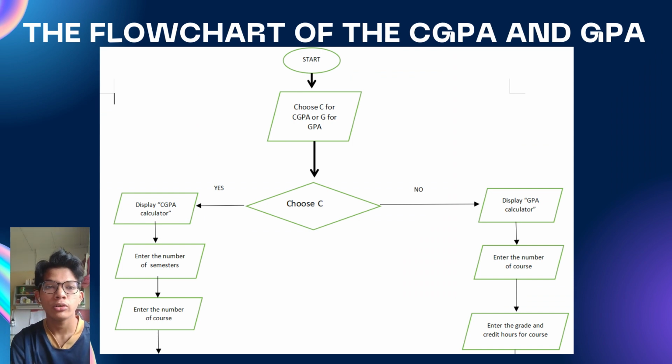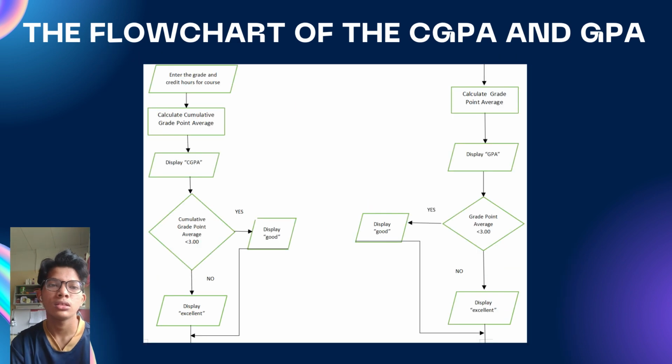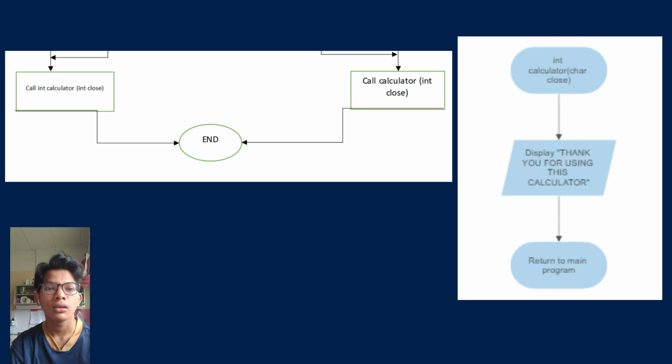Now, if the input is G, the display will produce the statement GPA calculator. First, the user needs to enter the number of courses. Then the user also needs to enter the grade and credit hours for each course. Then the system will calculate the grade point average. Finally, the system will display the GPA result. If the GPA is below 3.00, it will display good. If no, that means higher than 3.00, it will display excellent. For both GPA cases, we go to the function named int calculator, in brackets, int close.